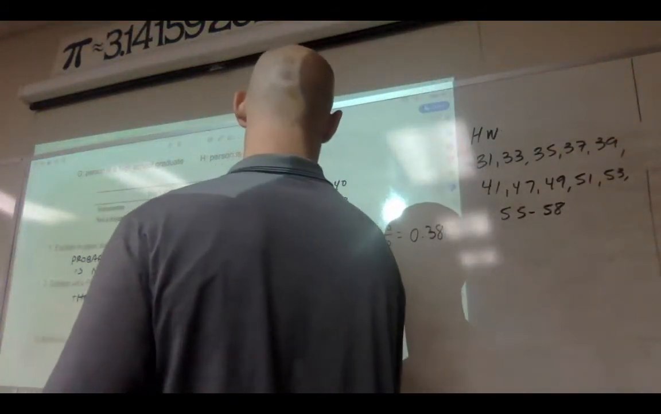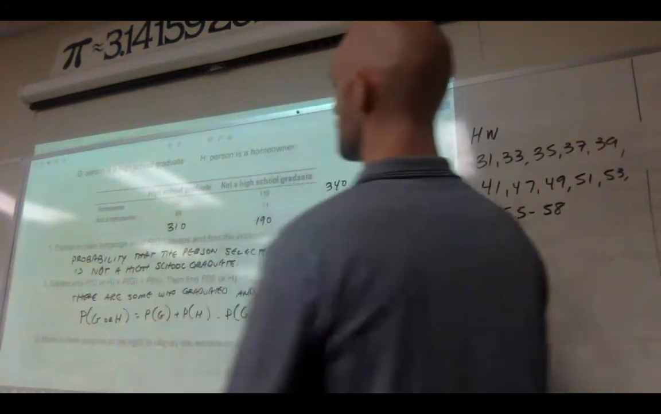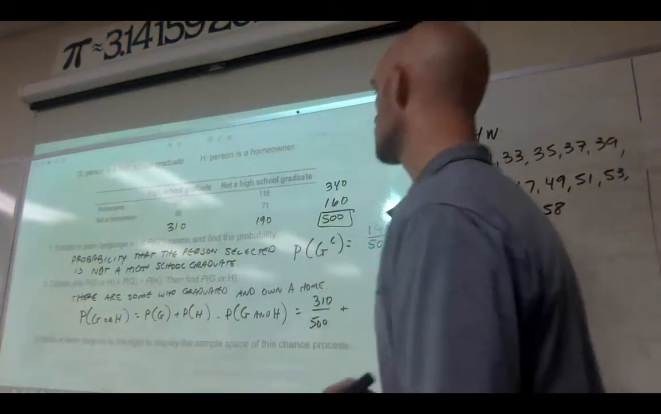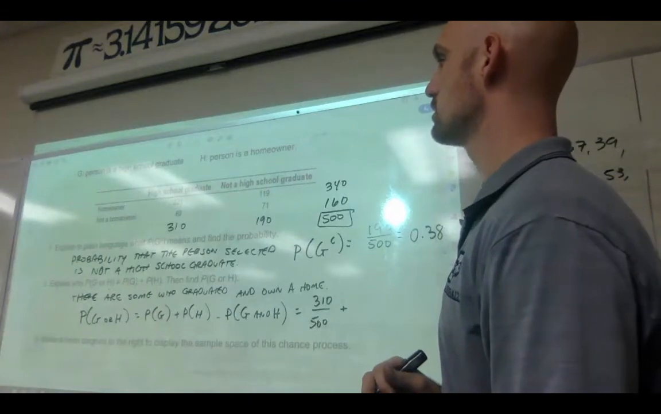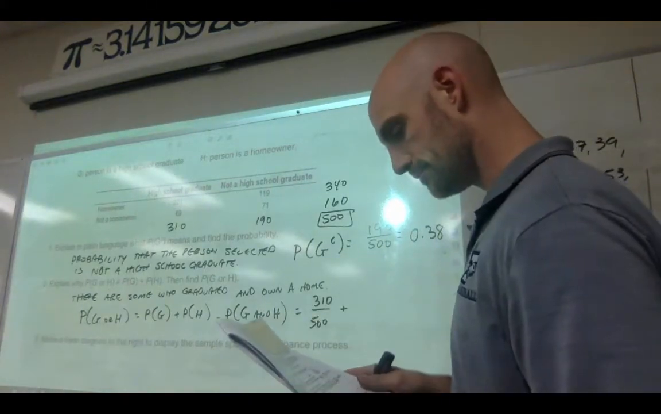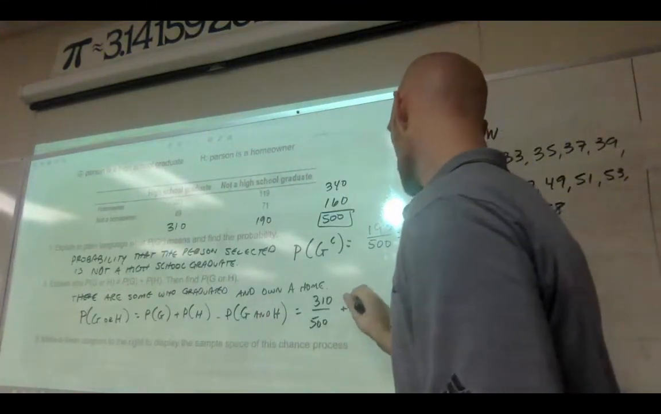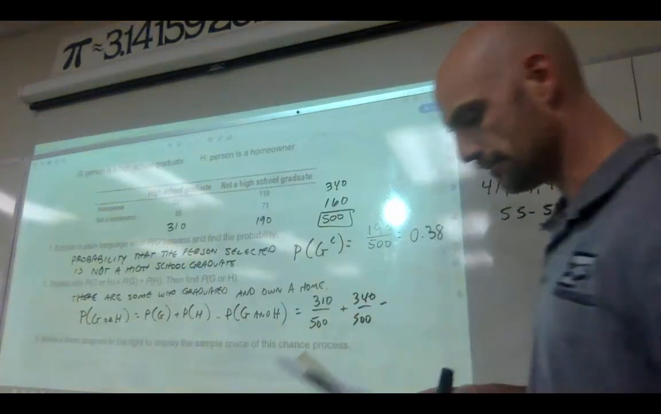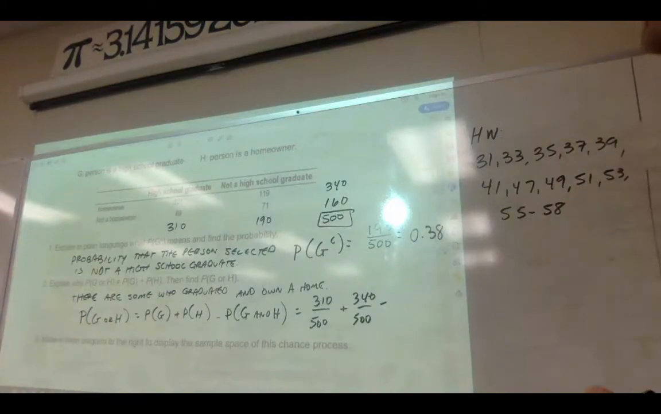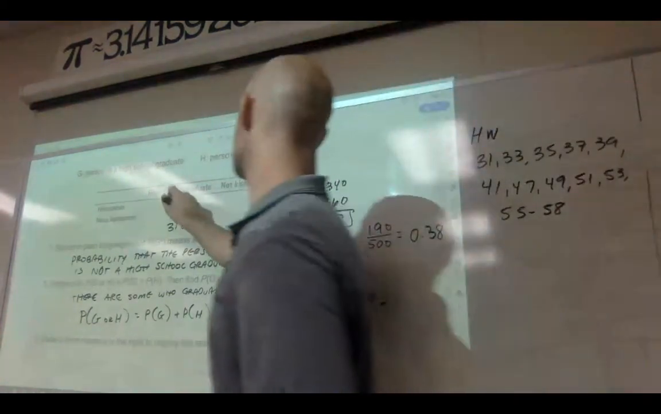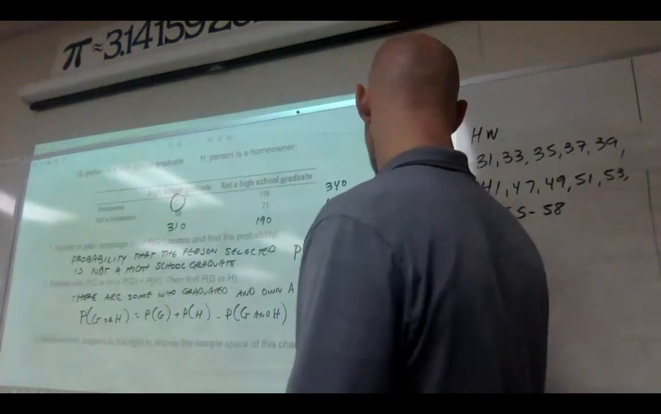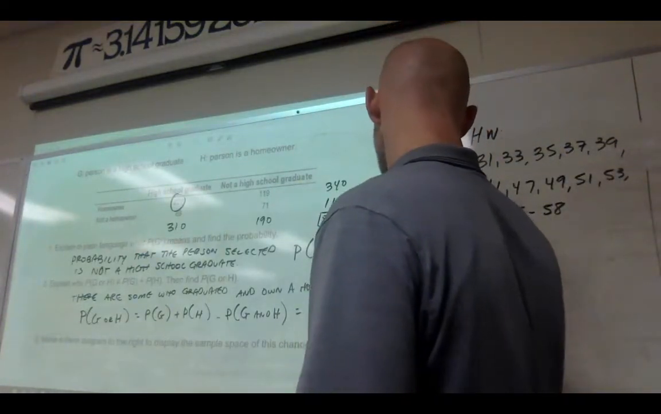310. Give me the whole deal. 310 over 500, because that's the probability of G, right? Plus the probability of H. What's that? 340 over 500 minus what? 221 over 500. Yeah, so here's the shared part, right? That's what goes in the middle of your Venn diagram. So minus those 221 people who got counted twice.